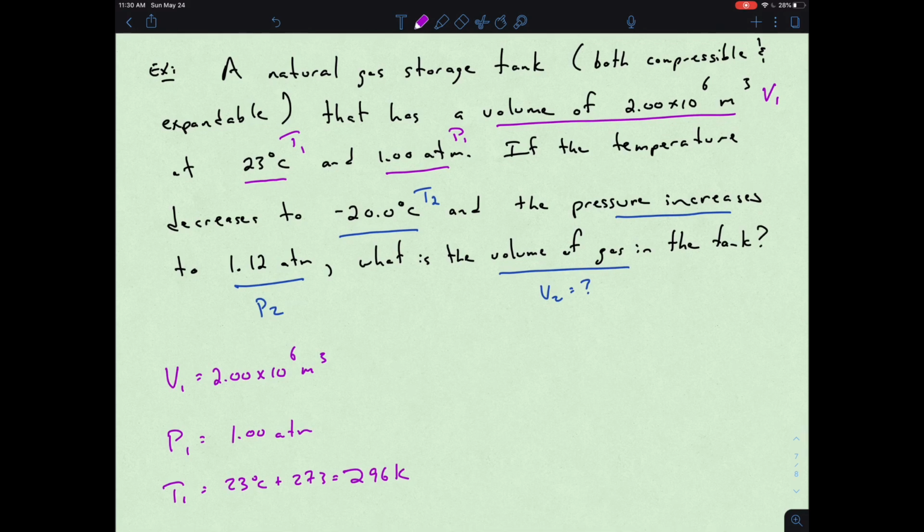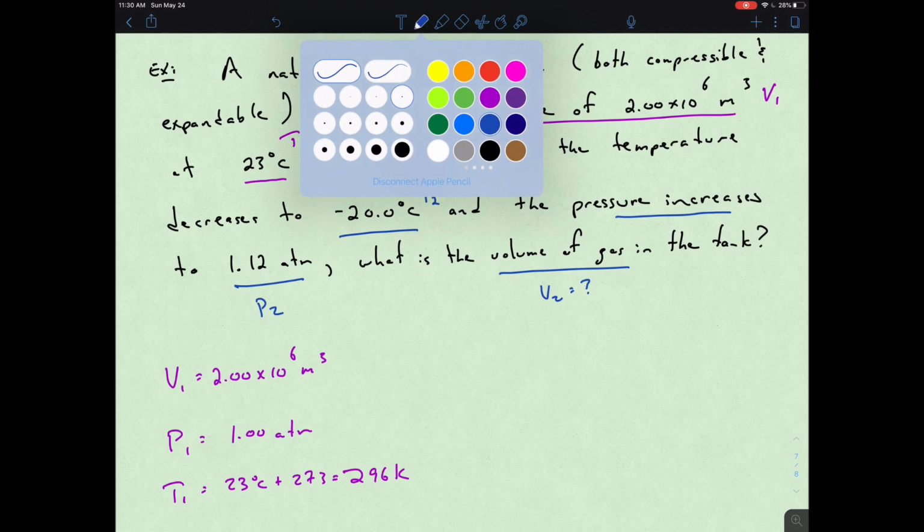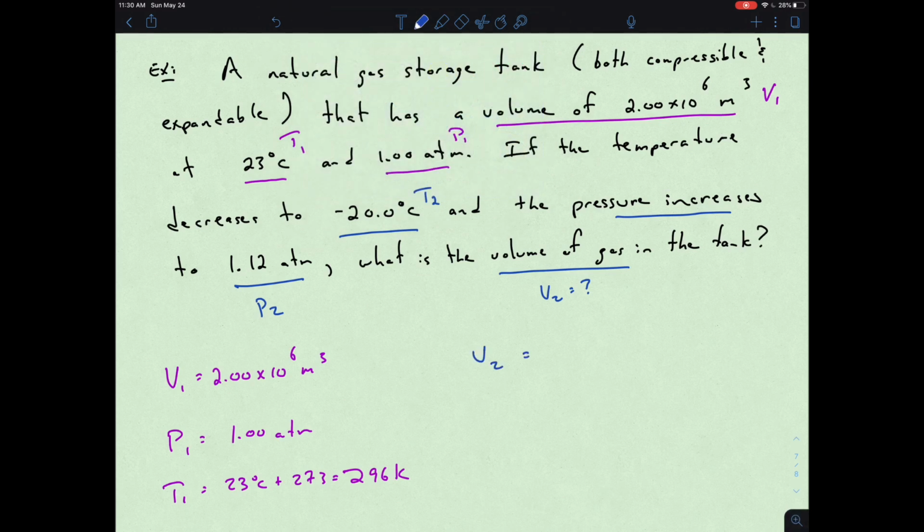So we have those volume V1, pressure P1, temperature T1. Notice that we did have to change the temperature to that Kelvin scale. On the second set of conditions, we're looking for that volume. Our second pressure has increased to 1.12 atmospheres, and our temperature is now 253 Kelvin.